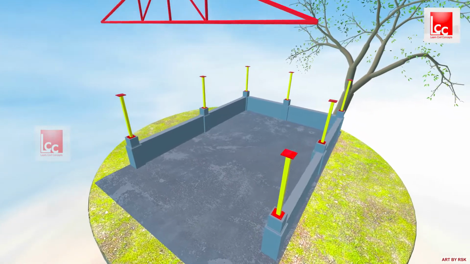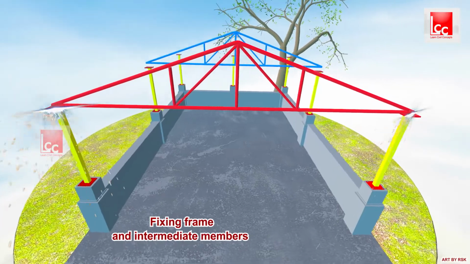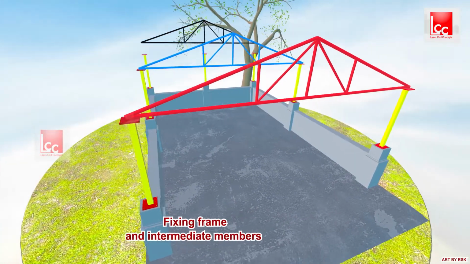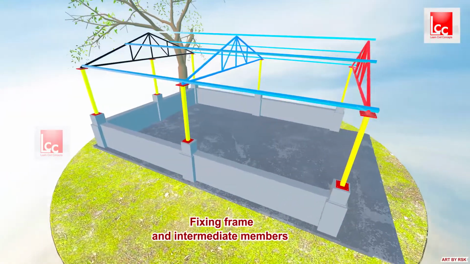Now the trusses and intermediate members are welded with great care. Once the basic structural work is finished, we will proceed to covering the roof.